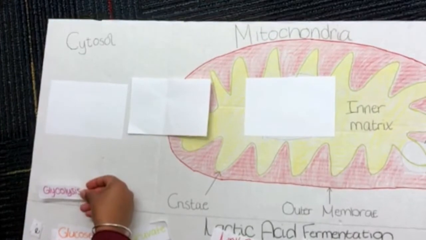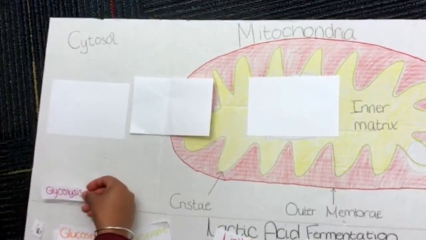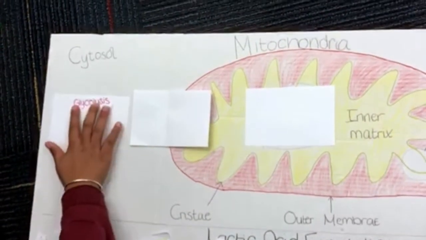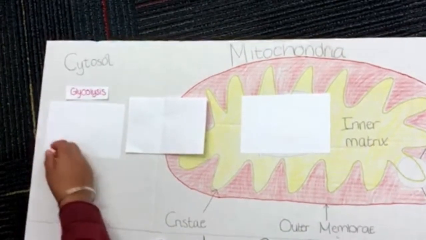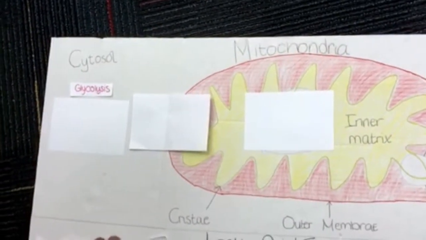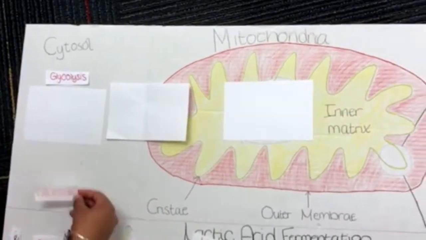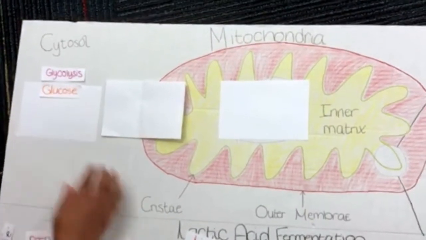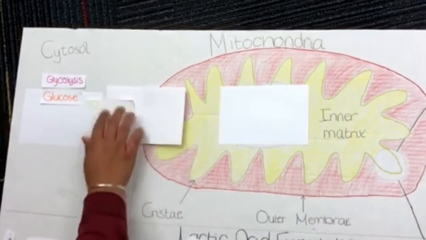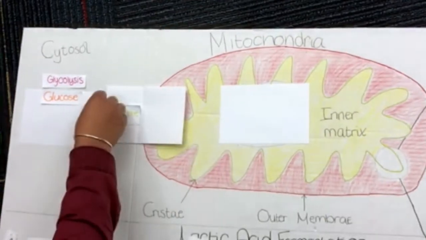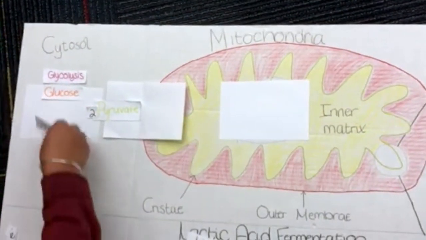So this process is cellular respiration. The first cycle in cellular respiration is glycolysis, which happens in the cytosol. The first reactant we need for glycolysis is glucose. Glucose is broken down into 2 pyruvates, which gives us 2 ATP.